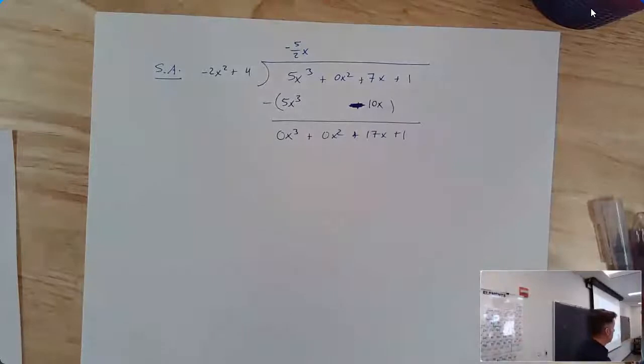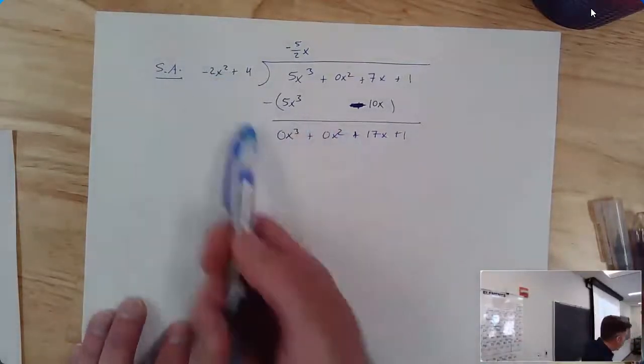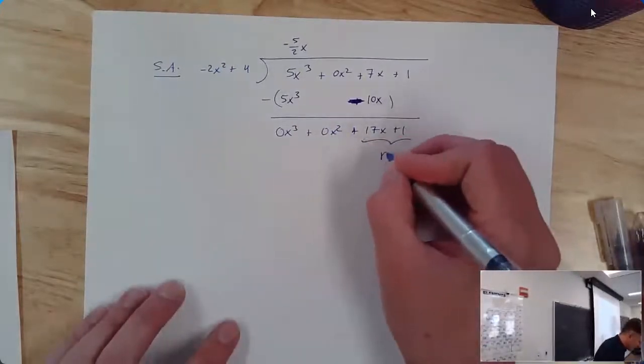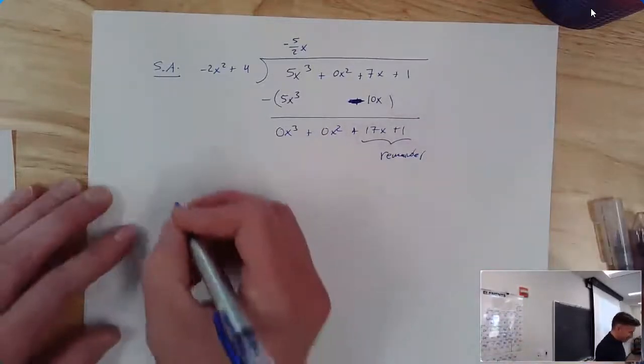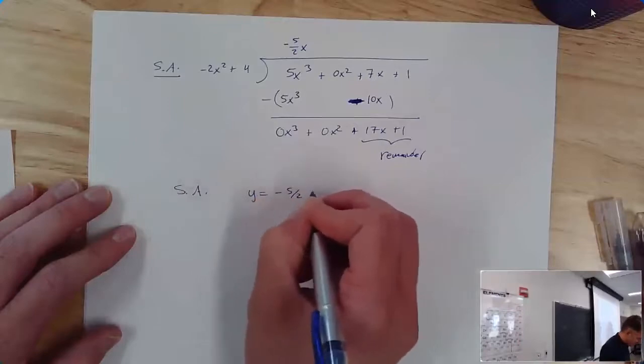But here's the thing. We're done. Because x squared has a higher power than x, so you can't divide that in anymore. We've gotten to the point where essentially this is the remainder. So our slant asymptote is y equals negative 5 halves x.